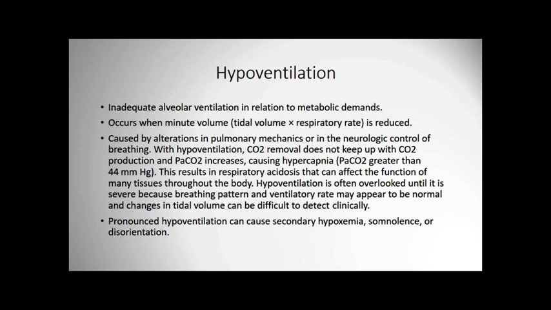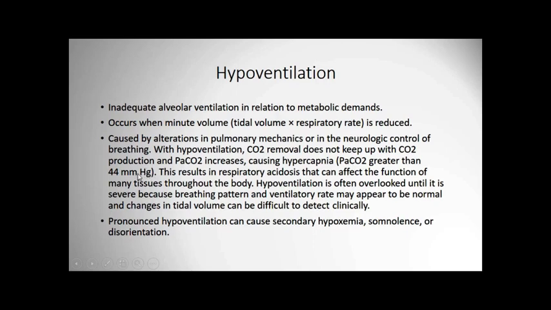So when this is inadequate, okay, we receive less oxygen in relation to our metabolic demands, we call this hypoventilation. And this occurs normally when what we call the minute volume, which is the tidal volume times the respiratory rate, is reduced. This is the way we calculate the minute volume, which is the amount of air that enters per minute in our alveoli to be able to exchange gases. This can be caused by different pulmonary alterations in the pulmonary mechanics, or in the neurologic control of the breathing.